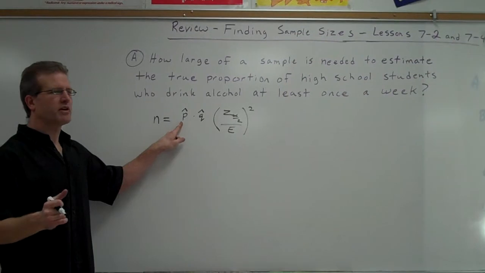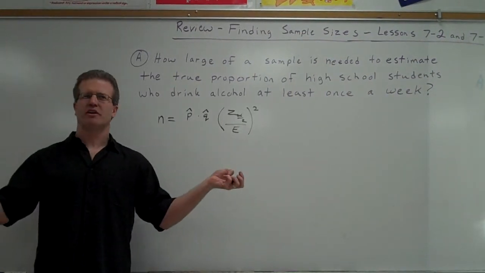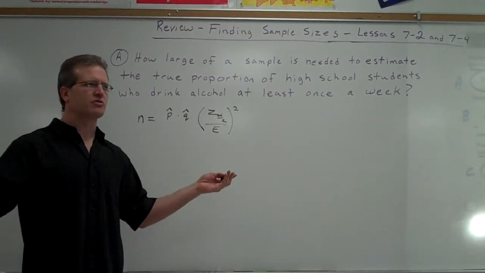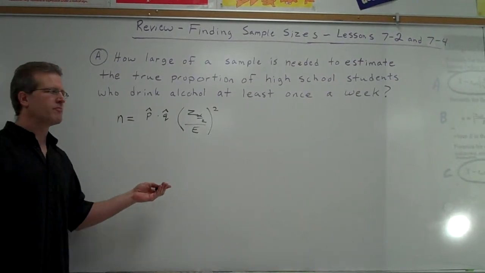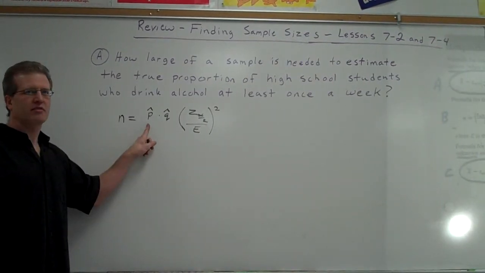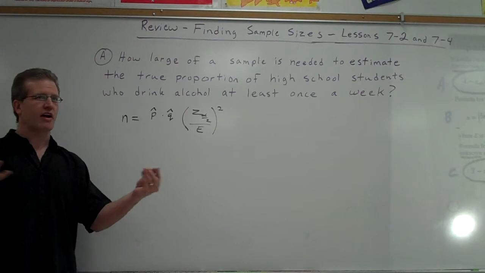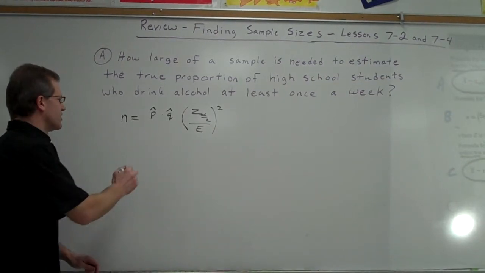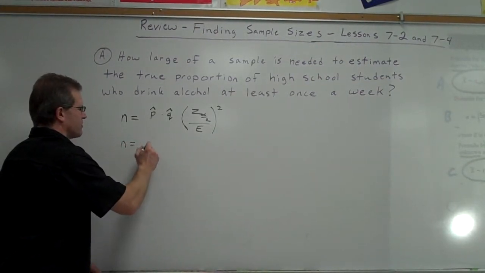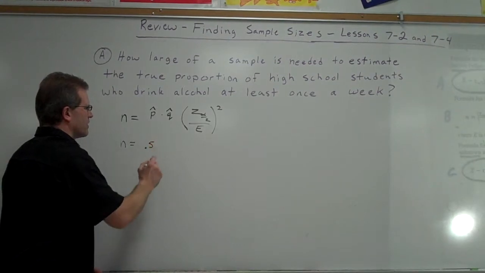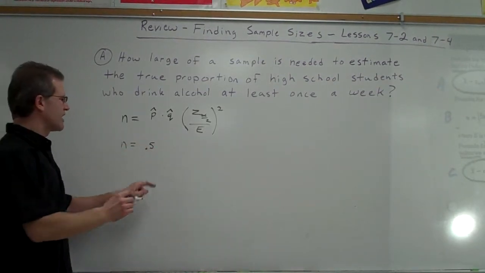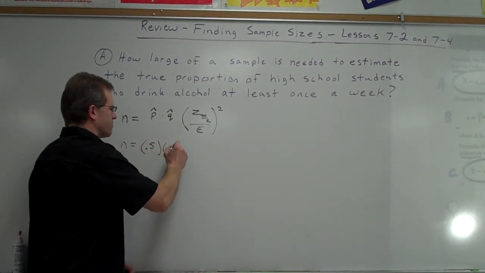But what if I don't know a p hat? What if I have no idea? I'm just clueless. I have no idea what proportion of high school students drink alcohol at least once a week. Then what number should I use for p hat? 0.5. Yep, you're just going to figure half then. If you have no idea, use 0.5. So p hat is 0.5. Q hat is 1 minus 0.5, so that would also be 0.5.